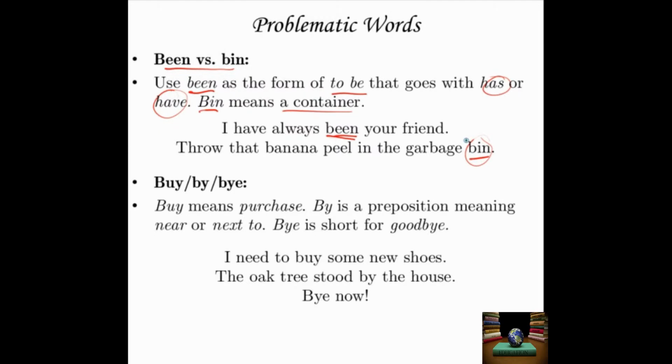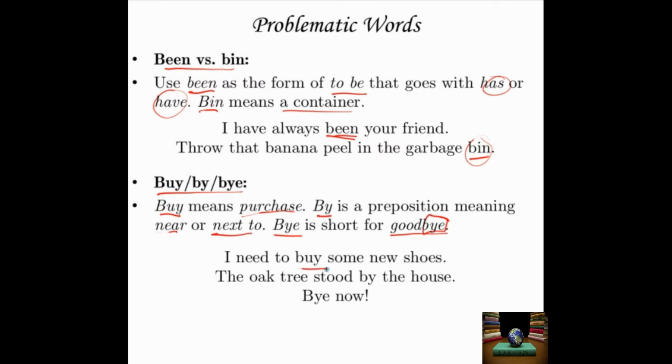It's not nice. Next, buy, by, and bye. Okay, B-U-Y means to purchase, to give money in exchange for goods. B-Y is a preposition meaning near or next to. Bye with an E is short for goodbye. Okay, most people can get this one straight because it's just part of the word goodbye, but the other 2 people do sometimes mix up.